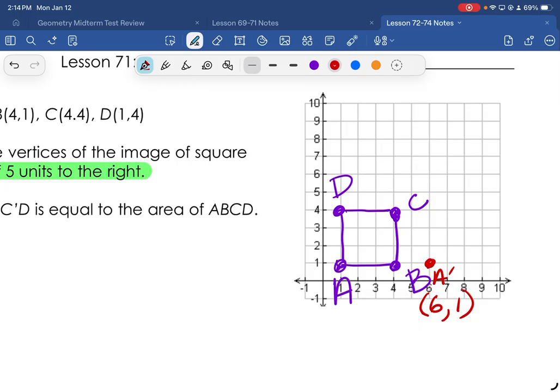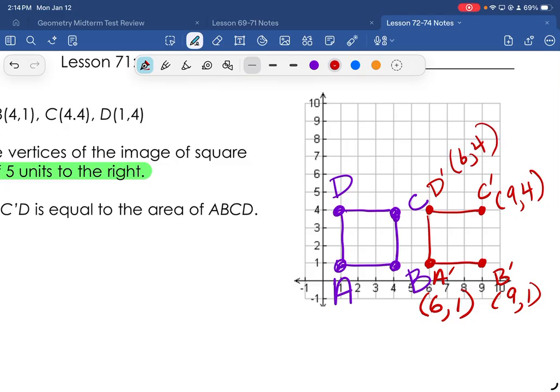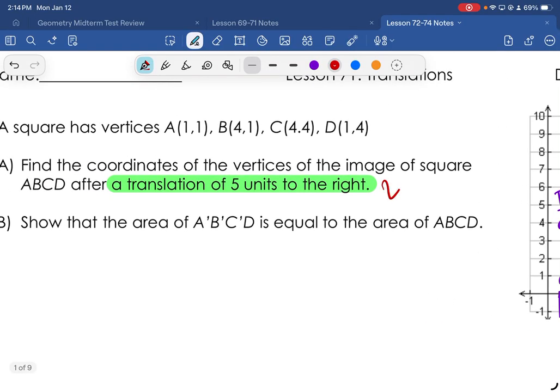Like this. Can you check? Yeah, perfect. Can you check on it? Yep, and I'll do it with you right now. Okay, so A prime, (6,1). And then B prime, what'd you get? (9,1). Very good. That's also what I got. And then C prime, (9,4). I agree. And then D prime, (6,4). Very good. Easy peasy. All right. So we did this step.